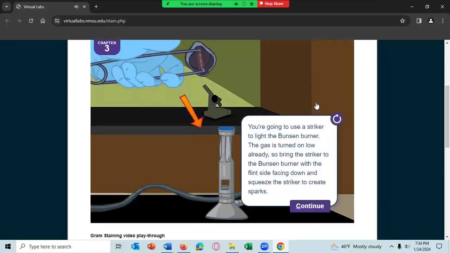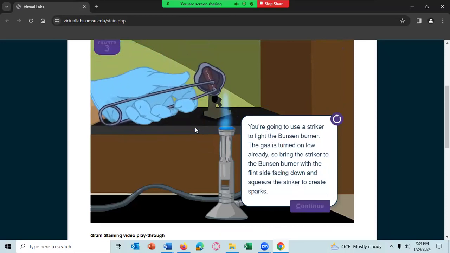You're going to use a striker to light the Bunsen burner. The gas is turned on low already, so bring the striker to the Bunsen burner with the flint side facing down and squeeze the striker to create sparks. So how you do this is you just bring it down. The arrow tries to tell you.